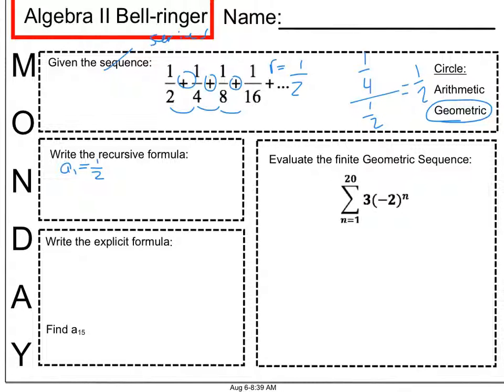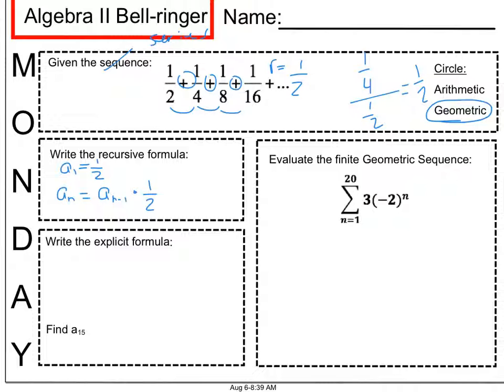Now, the second part of a recursive formula is to say how we get any other term. So we're going to say a sub n, which is just a generic. We can get any term by taking the previous term. So a sub n minus 1 in the subscript is going to indicate we take the previous term and we multiply it by the common ratio, which in this case is 1/2. So that's just letting our reader know where to start that series and how to get each successive term.